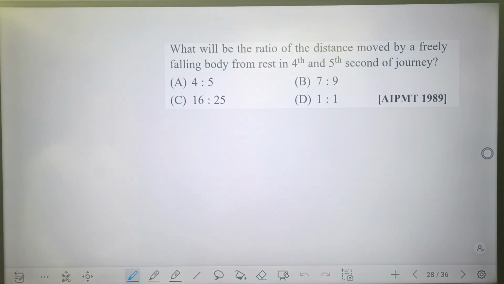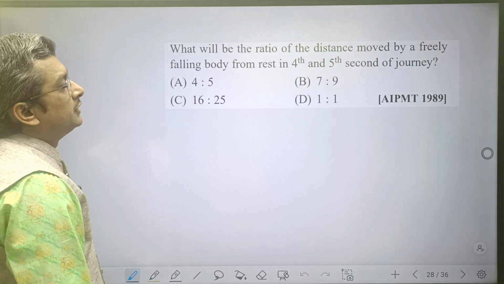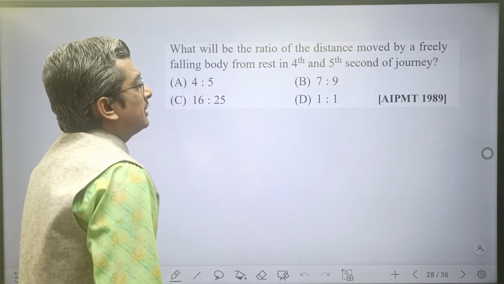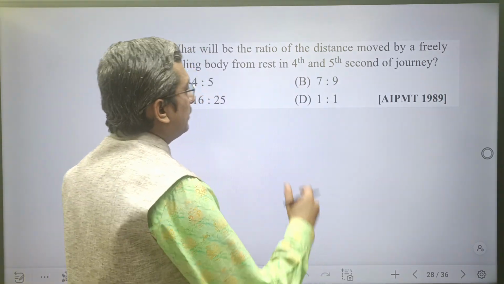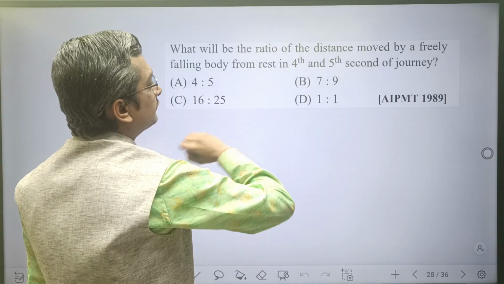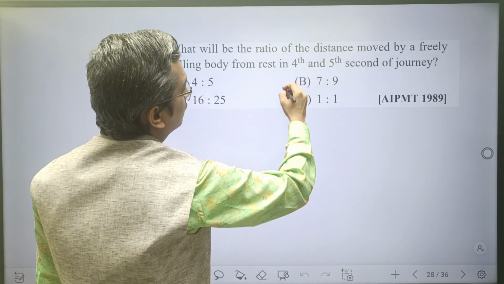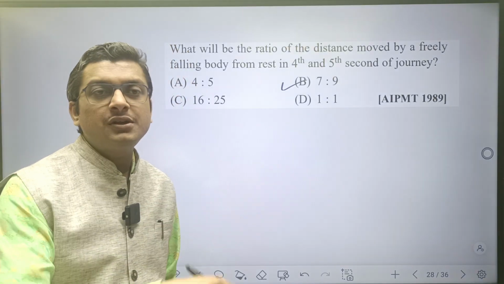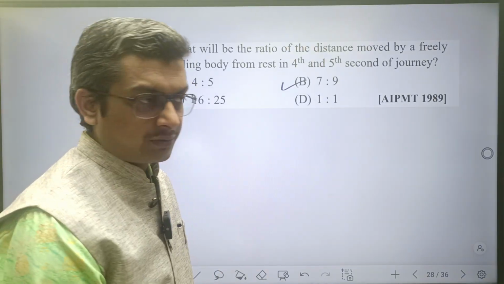What will be the ratio of distance moved by a freely falling body from rest in the 4th and 5th seconds of its journey? Again the same logic, a by 2 cancels. So 2 4s are 8 minus 1, 7, and 2 5s are 10 minus 1, 9. 7 is to 9. Verbally you can solve such kinds of questions.